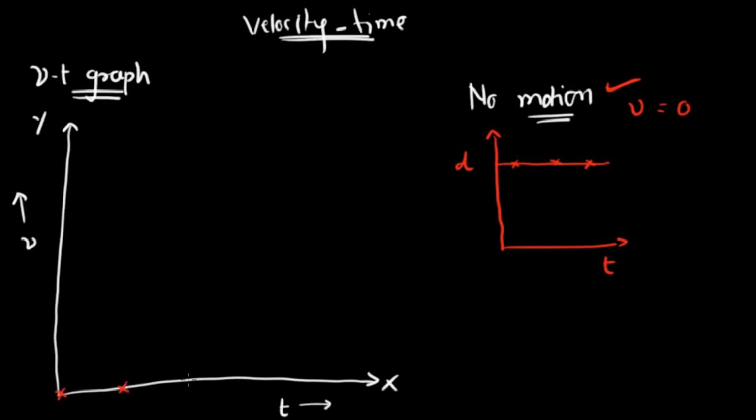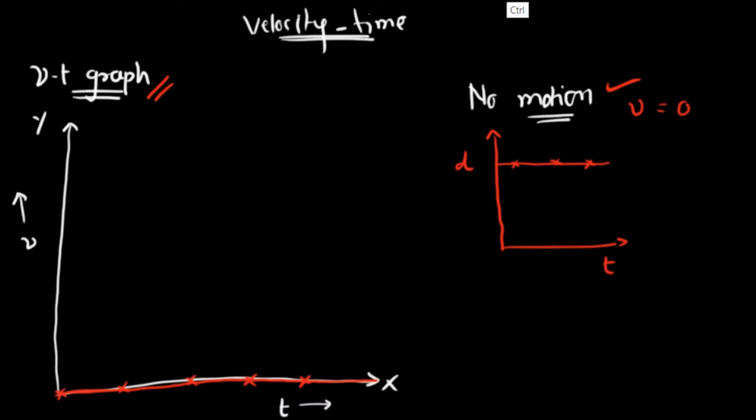This is how the line would be, because velocity is always equal to 0 for a body which is not moving at all. So my VT graph for a stationary body would coincide with the x-axis, that's the time axis. So that was the simplest motion we could have talked about.